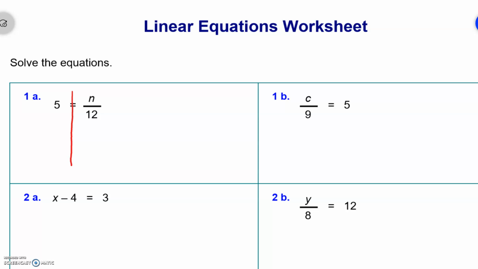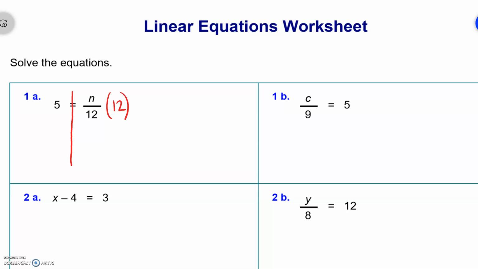So if we're going to multiply by 12, and I really want you to practice writing it in this way, because the more complex problems get, the more important it is to be able to write your solving equations in a vertical fashion. So if n is being divided by 12, the opposite of divide by 12 would be multiply by 12. So we're going to multiply the right side by 12.